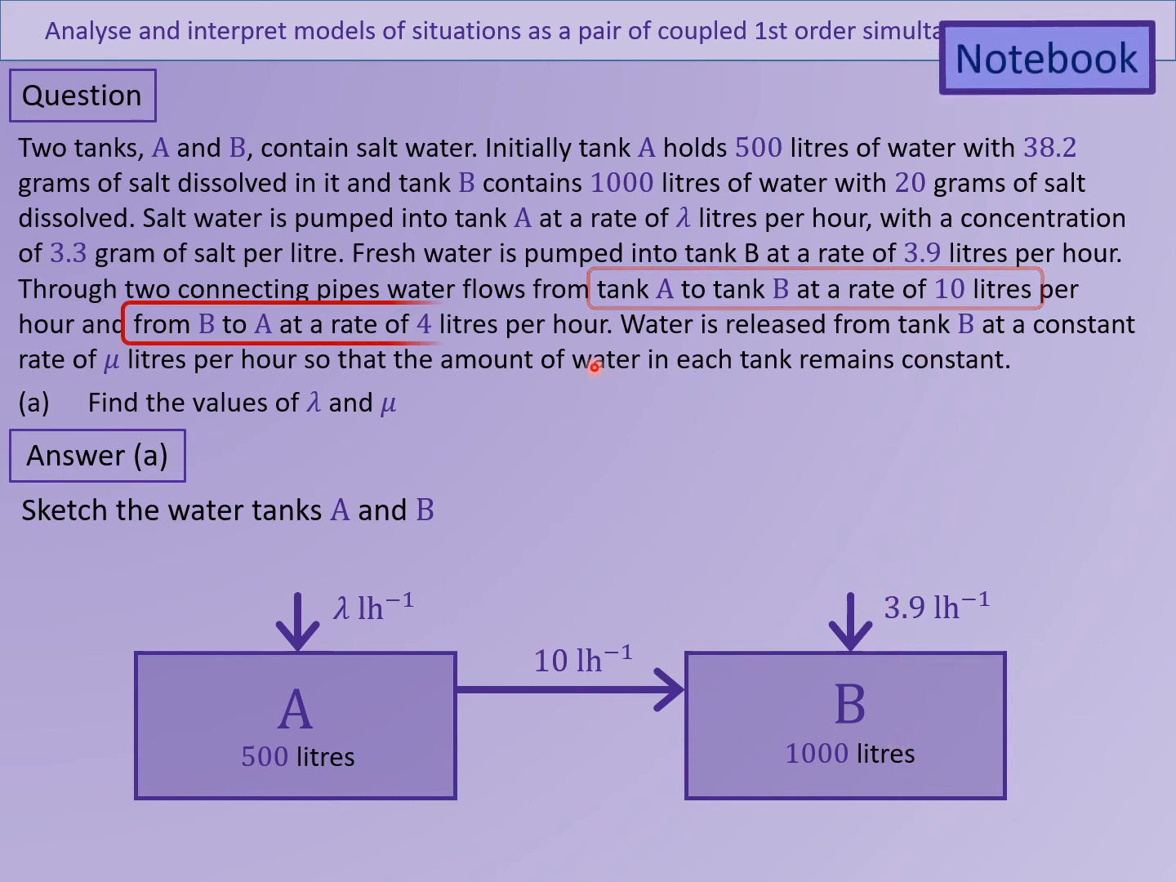But we're going to lose a bit, because there's a bit that goes from B to A, and that is 4 litres per hour. So there we go. I've got my 4 litres per hour flowing from B to A. Alright, so I've managed to put all my litres on.